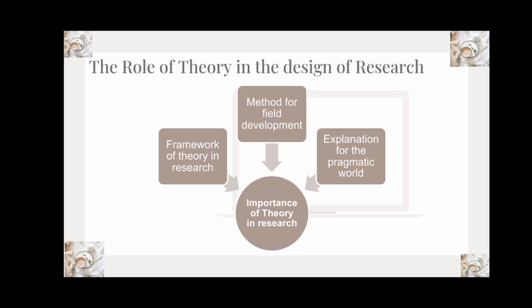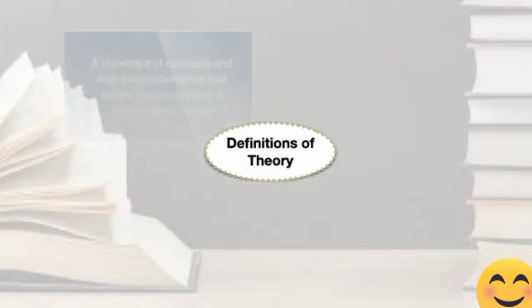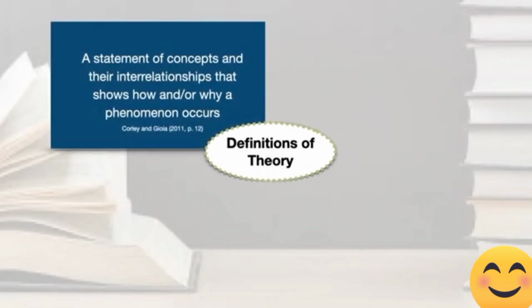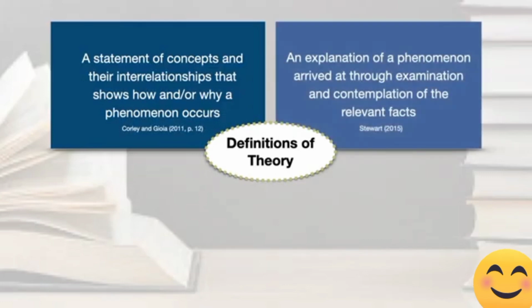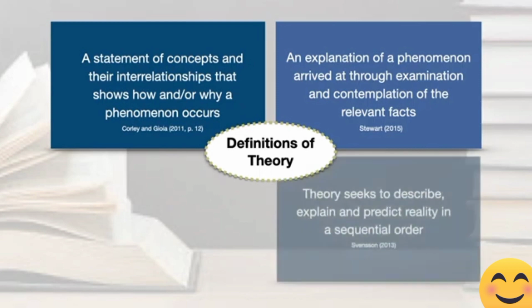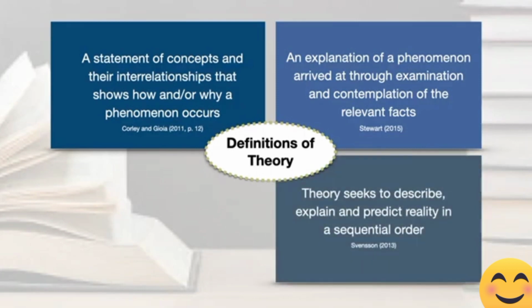We also need to appreciate that including a number of theories in our thesis is not the same as providing a strong theoretical foundation to our research. The first definition is a statement of concepts and their interrelationship that shows how and why a phenomenon occurs. A theory is used to explain a phenomenon arrived at through examination and contemplation of the relevant facts. Yet another author described a theory as seeking to describe, explain, and predict reality in a sequential order.